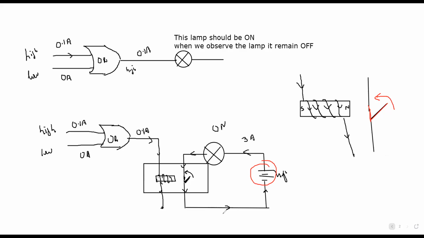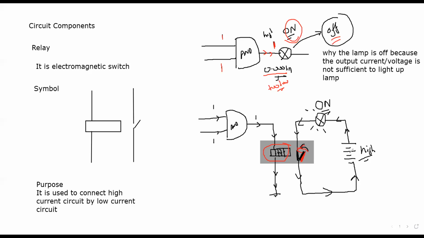This is a relay, the electromagnetic switch. Then we also use earthing. The earthing is mainly used to avoid electric shock or electrocution.